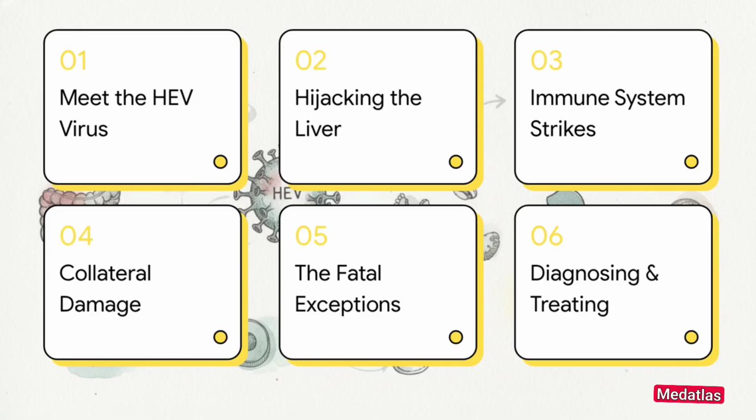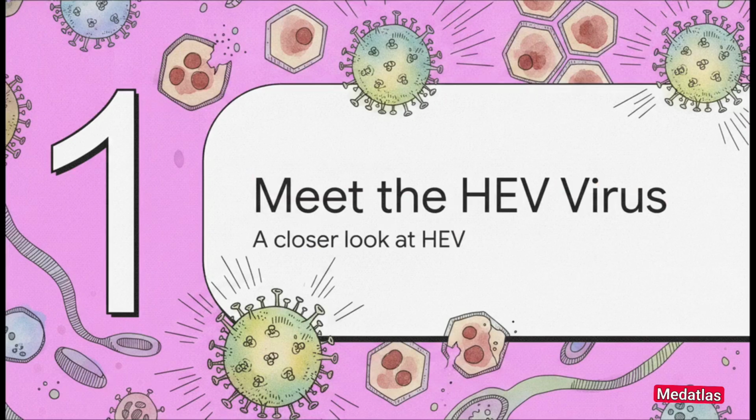Here's our roadmap for this explainer. We're going to meet the virus, watch it hijack the liver, see the immune system strike back, check out the collateral damage, look at some fatal exceptions, and finally wrap up with diagnosis and treatment. Let's get into it. Section 1.